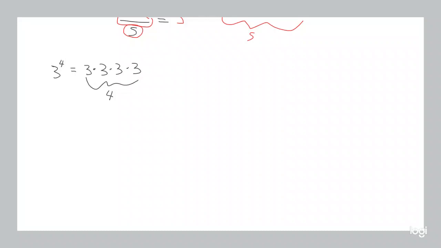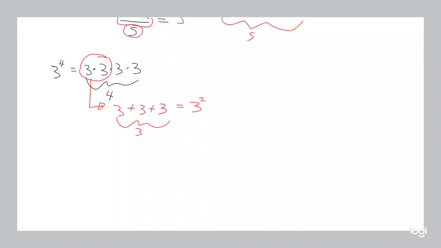Well, let's look at that 3 times 3. Well, we know what that is. 3 plus 3 plus 3. You're adding 3 to itself 3 times. And we call that 3 to the power of 2, because it's 3 times 3. You're multiplying 3 by itself twice.